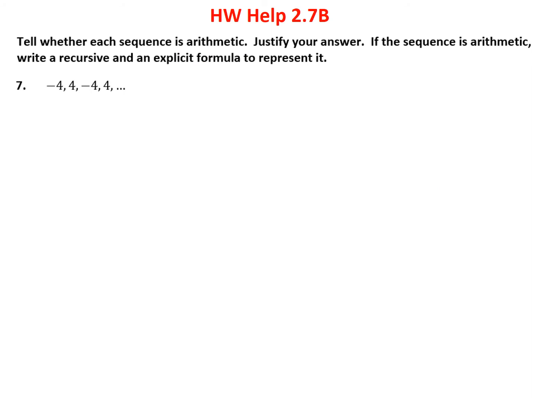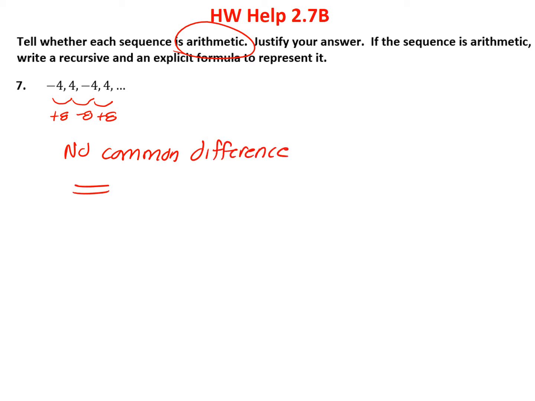So for number 7, once again, is it arithmetic first? Let's see the common difference, or if there is one. To go from -4 to 4 means we add 8. To go from 4 back to -4 means we subtract 8. And then notice we're adding 8, subtracting 8, adding 8, so there is no common difference. And just like problem 6, that implies not an arithmetic sequence.